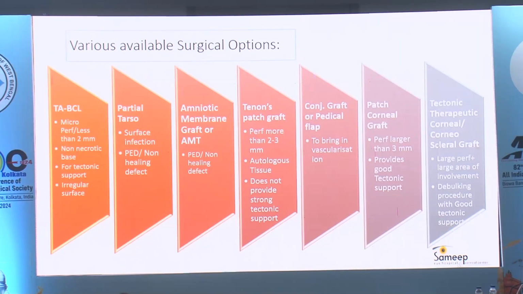One can also resort to a partial tarsorrhaphy when there is surface infection, persistent epithelial defect, or a non-healing kind of defect. One can even use amniotic membrane grafts if there is a PED, or one can use a Tenon's patch graft if perforation size is more than 2 to 3 millimeter. One can also resort to a conjunctival graft or a pedicle graft to bring in vascularization.